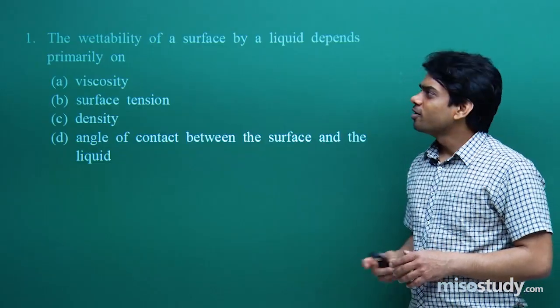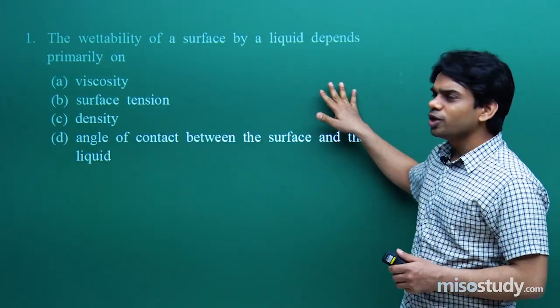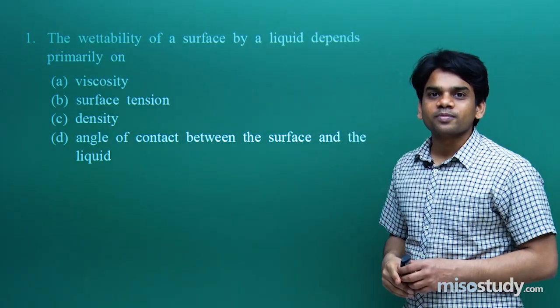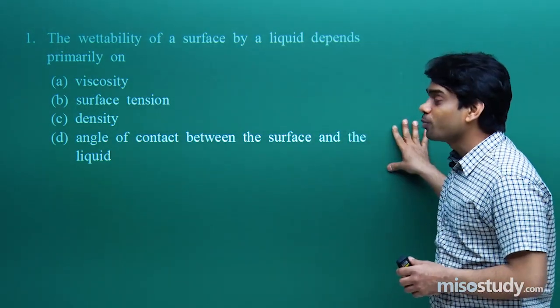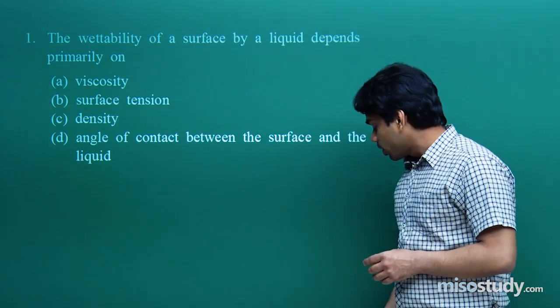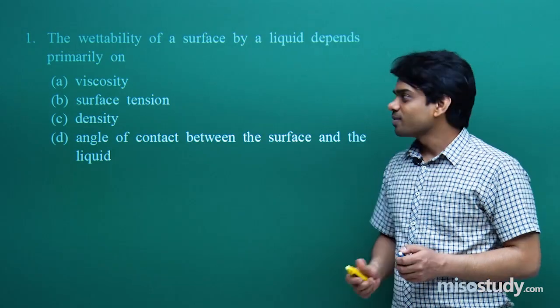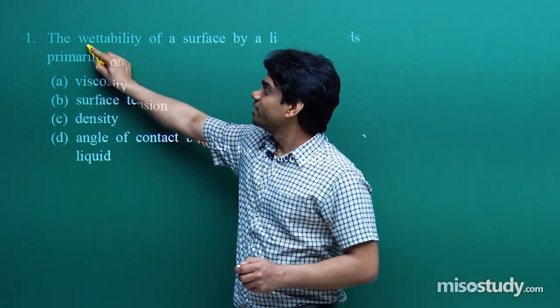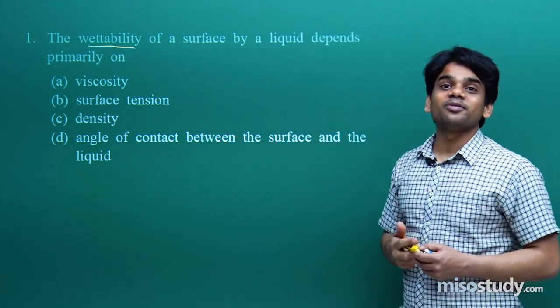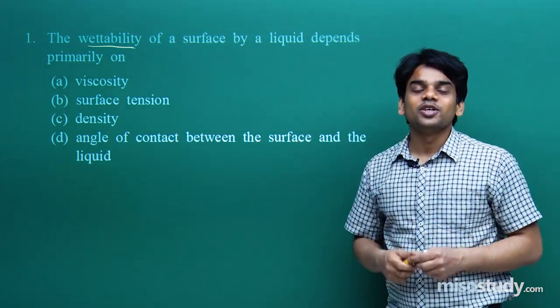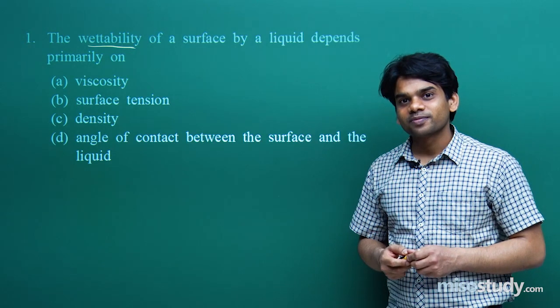Let's start it. We have the first question: the wettability of a surface by a liquid depends primarily on. This question has been asked in one of your previous NEET examinations, so it's a very important question. If you remember the theory that we discussed in class, wettability means the adhesive force between the surface and the liquid should be more than the cohesive force.